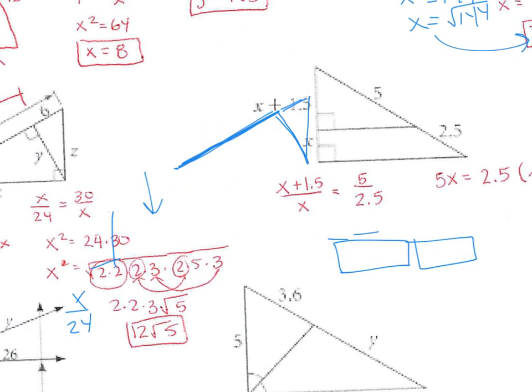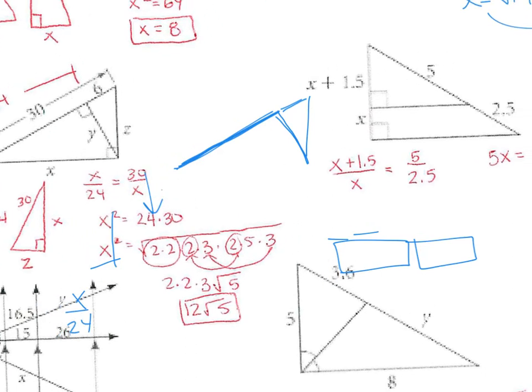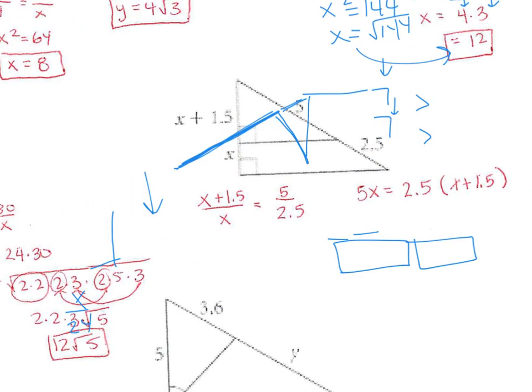And then over here, we know that these lines have to be parallel because these corresponding angles are equal. So I'm going to use the side splitter theorem. x plus 1.5 is to x as 5 is to 2.5. So then in here you would just need to finish, make sure you put this in parentheses, x plus 1.5, and then you put this in parentheses and do the distributive property and solve for x.